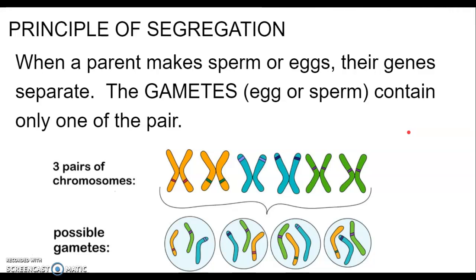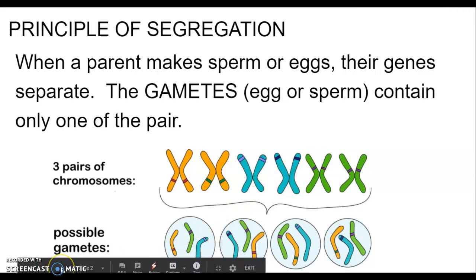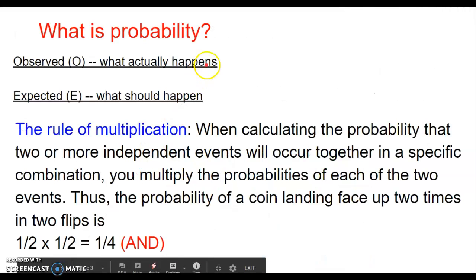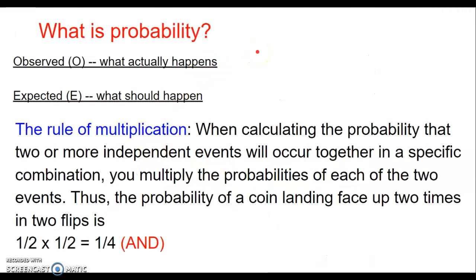And you'll notice that there are these different combinations. That's what we were getting to when we talked about meiosis, all of these different possible scenarios that could create different offspring. It creates a lot of genetic variation. So we have to talk a little bit about a math term, probability. Observed is what actually happens, and expected is what could happen.